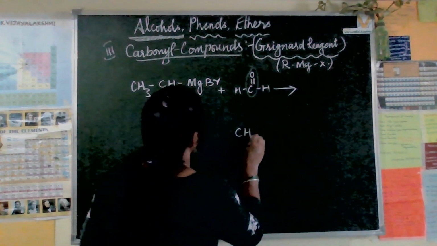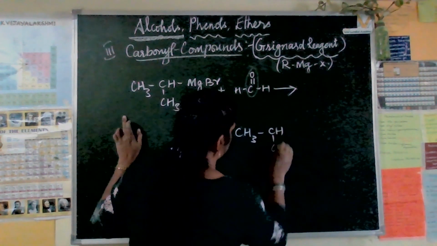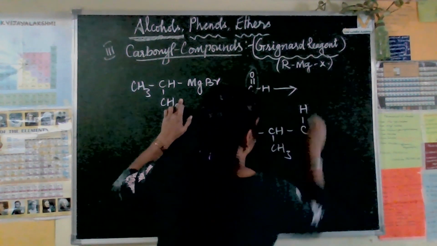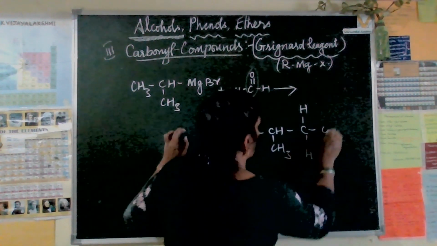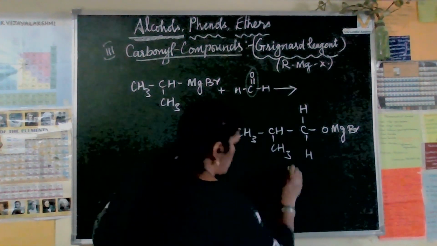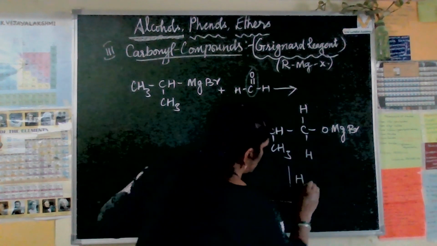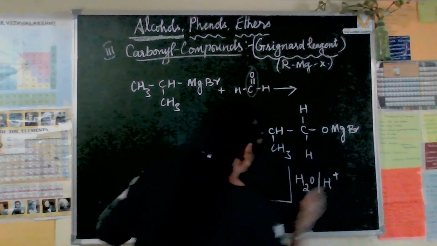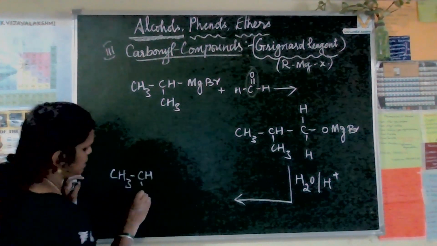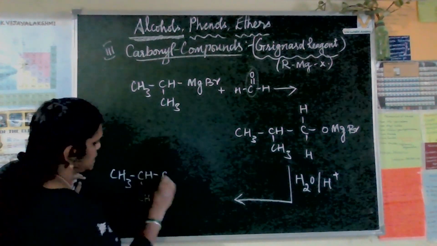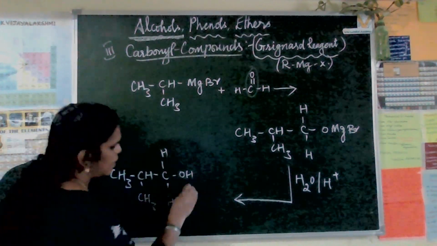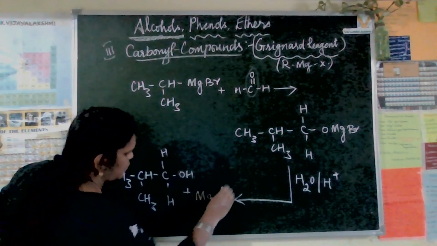What is the addition product? Here CH3, CH, here CH3, the same as I just mentioned, and this carbon with hydrogen, hydrogen, and OMgBr. So this is the addition product. Now it undergoes acid hydrolysis. What are you getting? CH3, CH, CH3, and here C, hydrogen, hydrogen, OH, isopropyl alcohol, along with Mg(OH)Br.